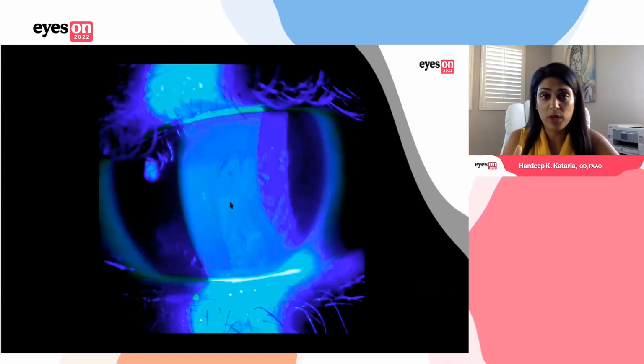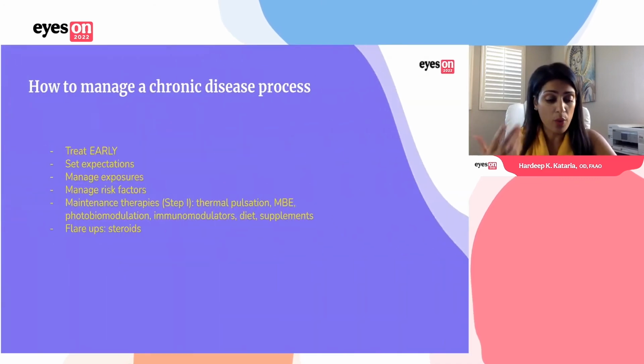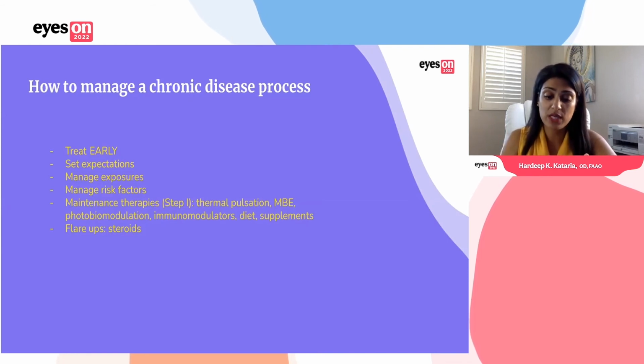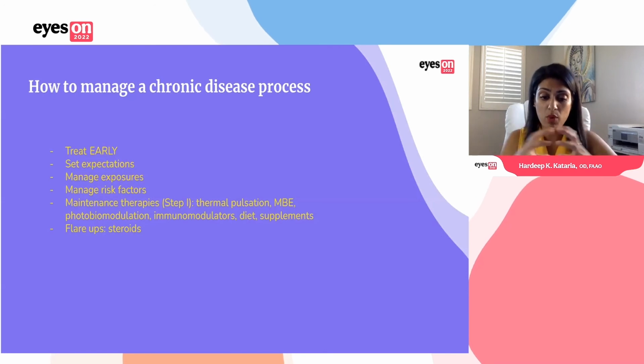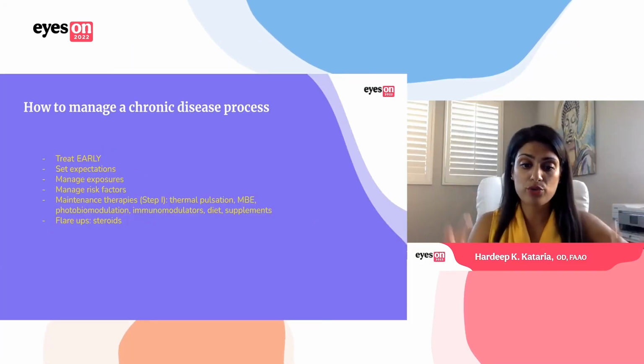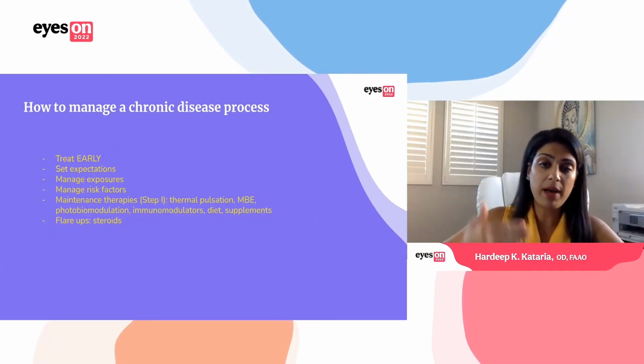What does this mean? Well, we're controlled for now, but this is a chronic disease process, right? So what are some recommendations to help manage a chronic disease process? Well, we want to treat early. We want to manage those expectations. We want to manage those exposures. Keep step one on board. Throw those treatments on early and then back off, right?